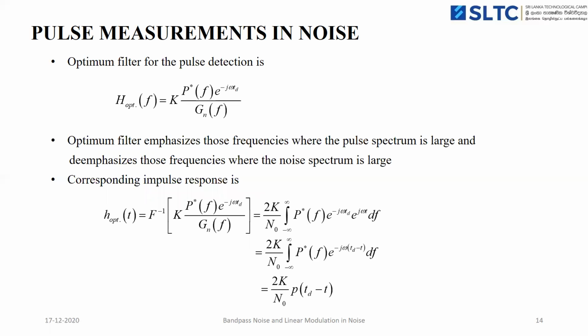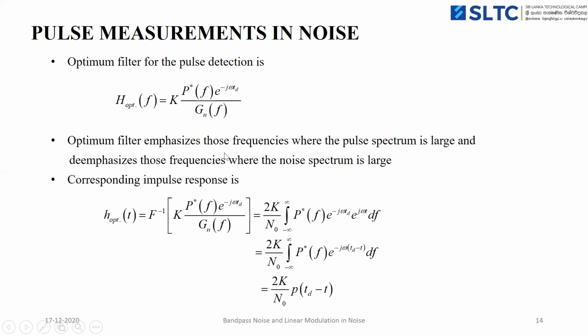Here the matched filter is an optimum filter. Its frequency response is denoted by H optimum of f equal to k into P conjugate of f e power minus j omega td by GN of f. That is the frequency response of the matched filter, or we can call it the optimum filter. From that frequency response, we can find the impulse response by taking the inverse Fourier transform of the frequency response H optimum of f.